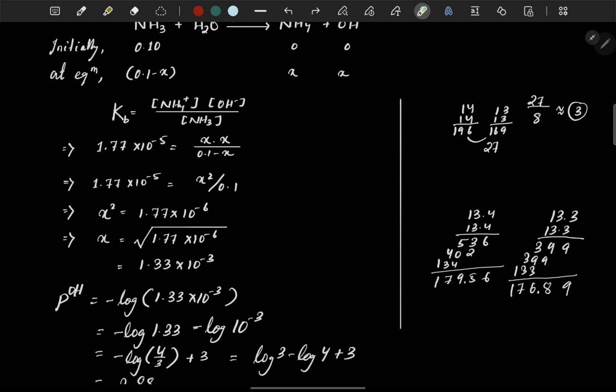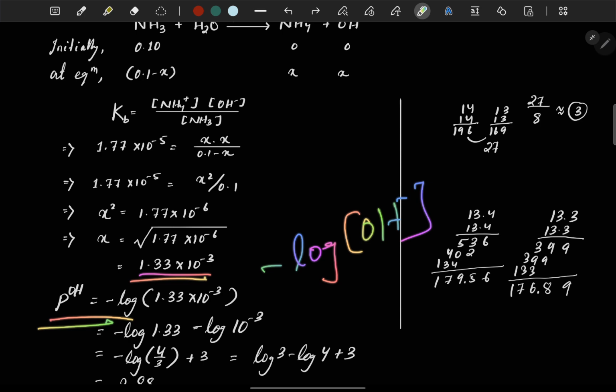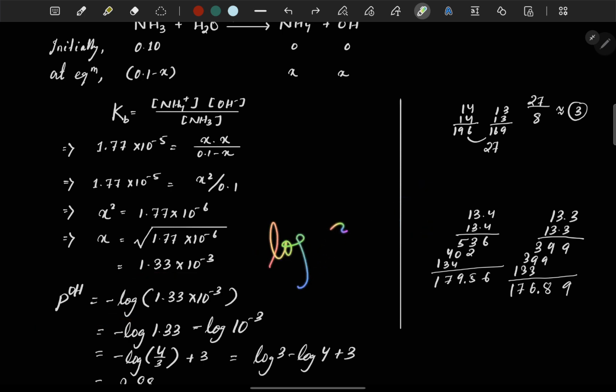Now we have the value of X. This X is the concentration of OH minus ion. So we can say pOH is equal to minus log of the concentration of OH minus ion, which is 1.33 × 10^-3. So we all know again log AB is equal to log A plus log B. So this is equal to log 1.33 plus log 10^-3, multiplied by the minus.